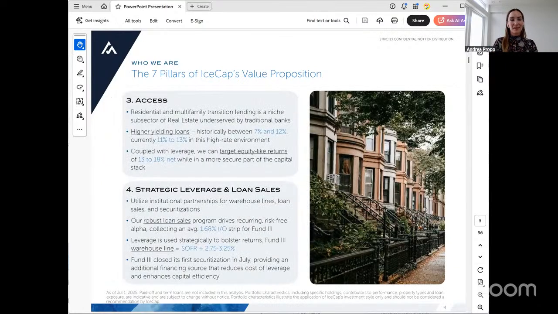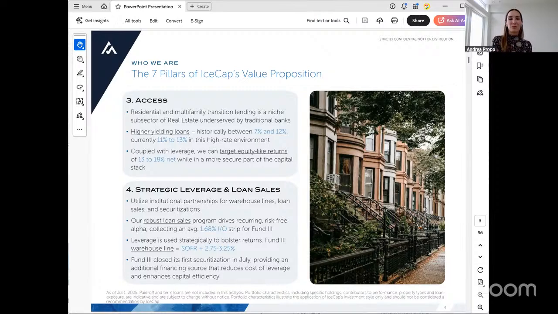Something else you get by being an investor with us, you get obviously access to this niche subset of the market. So higher yielding loans, currently between 11 and 13% that we are able to originate. These loans are not a fit for traditional banks. I'll tell you why in a moment. But these are loans that we have become extremely excellent at originating, sourcing and closing.